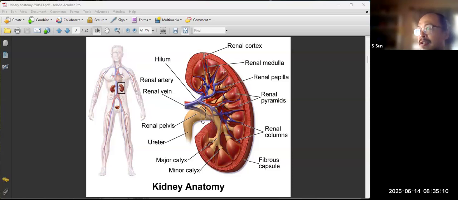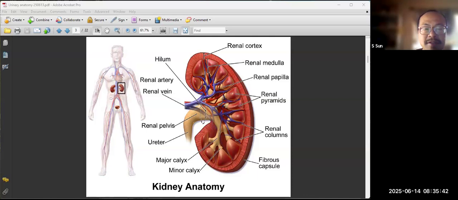But after filtration, the filtered portion will go into very small tubes inside of this portion, the renal pyramids. These very small tubes inside of it will collect the urine, and then the urine will be collected into these larger tubes.